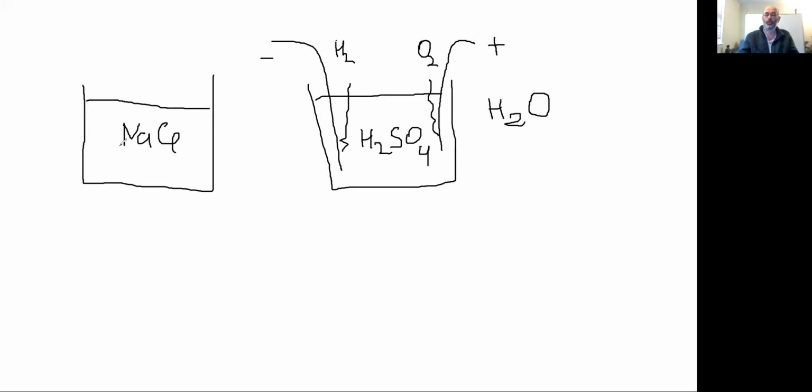Similarly, when they did this with sodium chloride, they obtained chlorine here, and the same hydrogen here, but in addition the second byproduct was NaOH, sodium hydroxide. The reason is that sodium is a very active metal. When it forms on this wire, it immediately reacts with water to form sodium hydroxide and hydrogen.